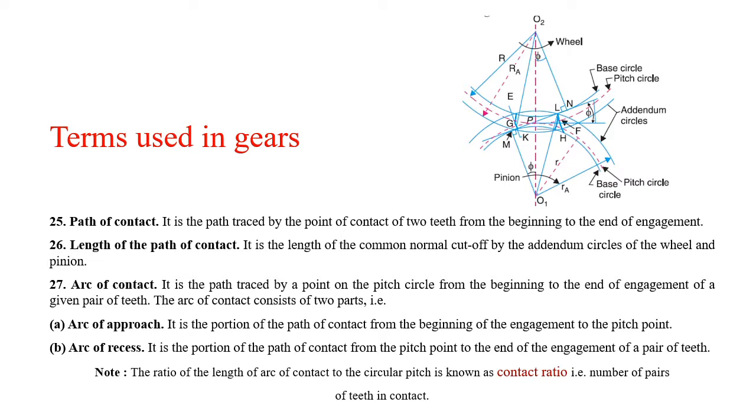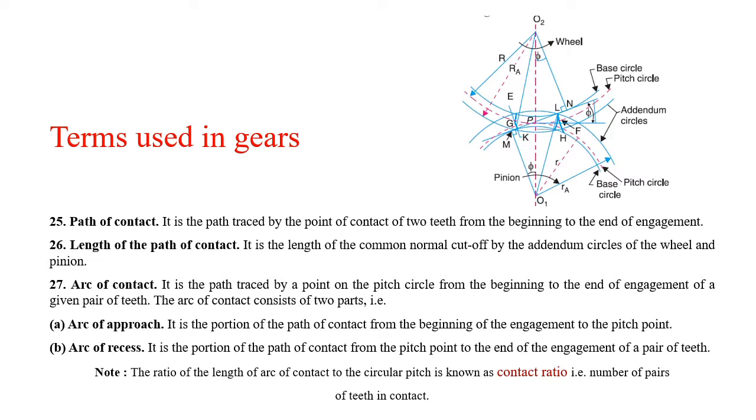Similarly, this arc of contact may also consist of two parts, that is arc of approach and arc of recess. What is meant by arc of approach? It is the portion of path of contact from the beginning of engagement to the pitch point. So in that diagram, the arc GPH will be considered as arc of contact, and GP can be considered as arc of approach. That means from the start of engagement to the pitch point.